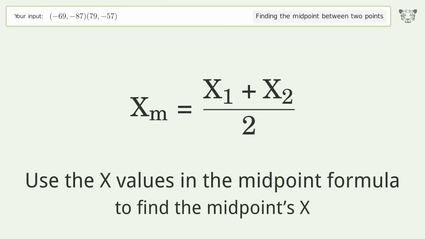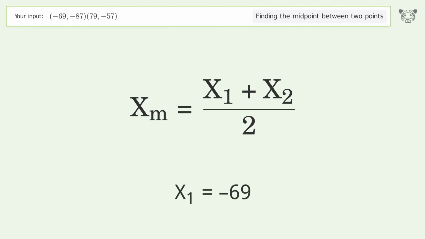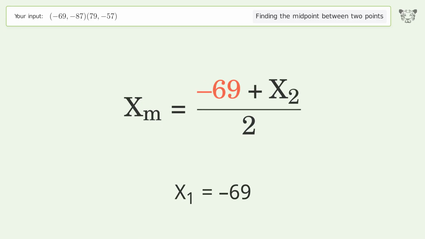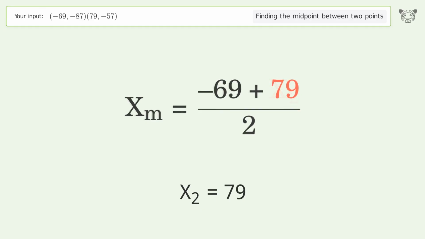Use the x values in the midpoint formula to find the midpoint's x. x1 equals -69. x2 equals 79. Simplify the arithmetic.